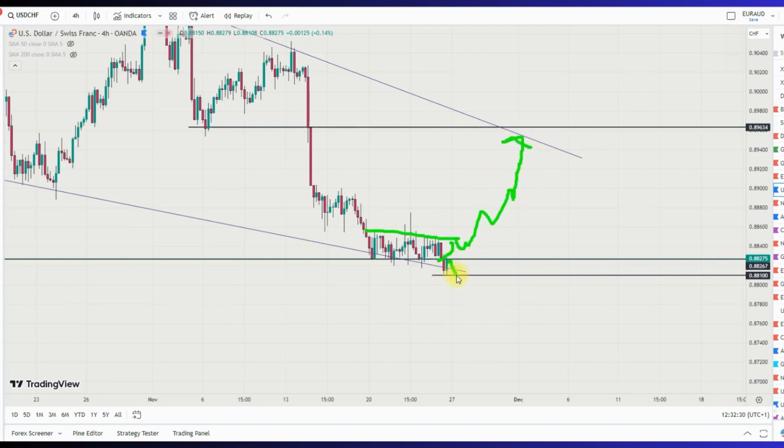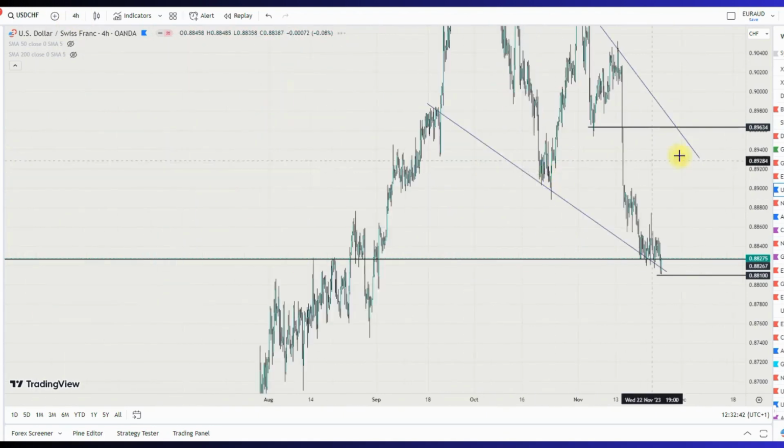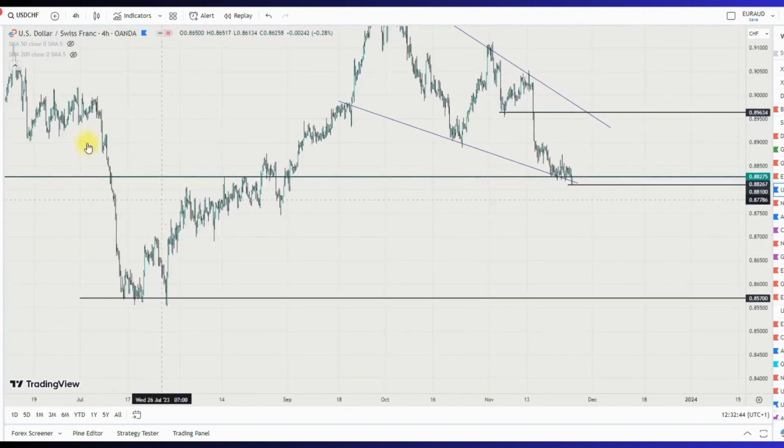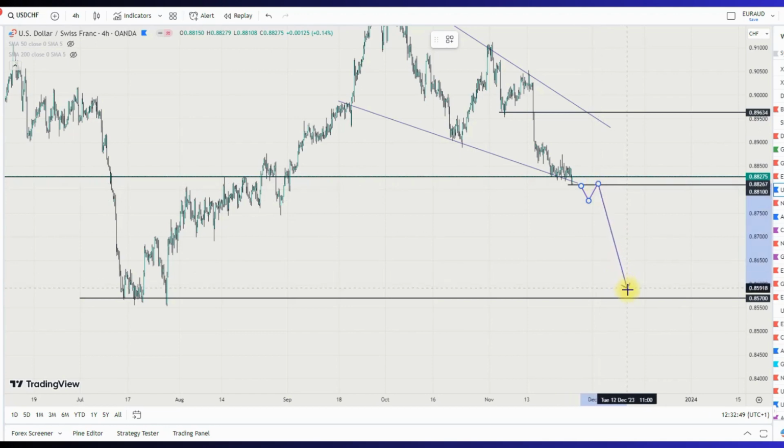But the moment price goes below 0.8100, that's when I'll be selling US dollar Swiss franc. It means that this particular pattern has been invalidated. Then we can go for a short position back to 0.850.